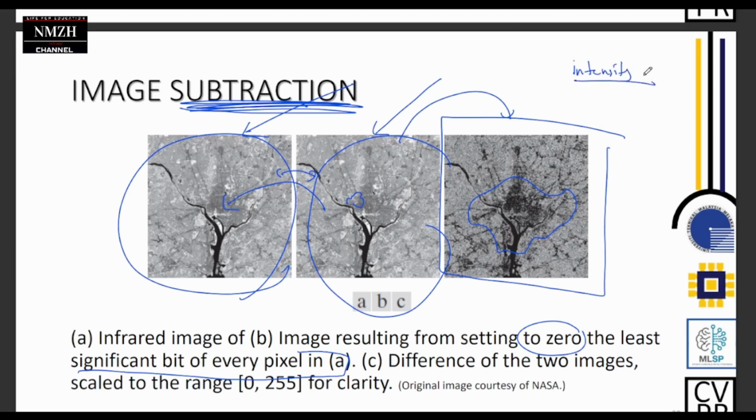Okay. Obviously, the eye is somehow being cheated by pixels. So that's the reason why subtraction is important here.